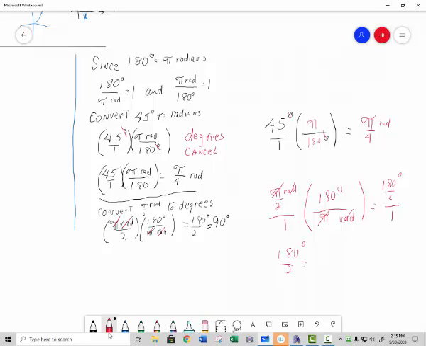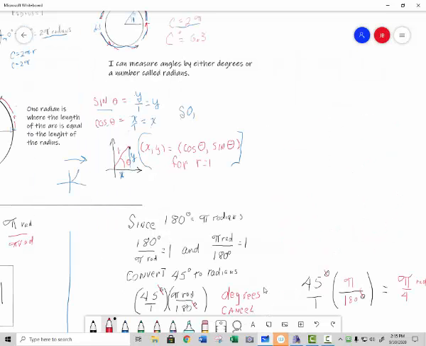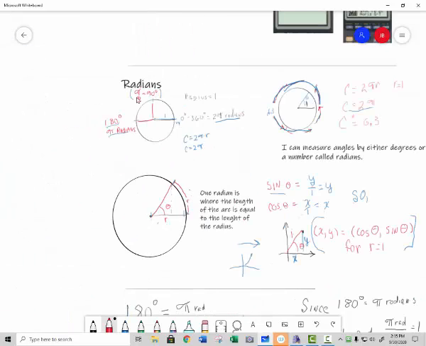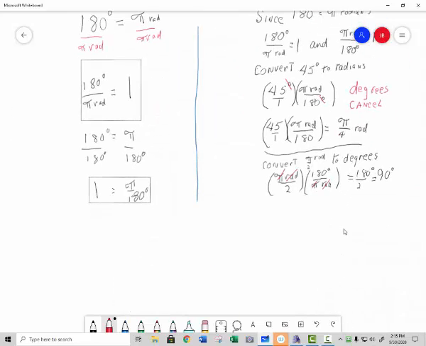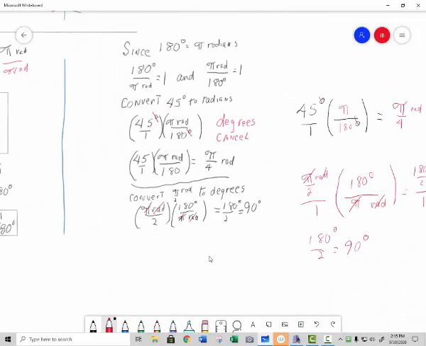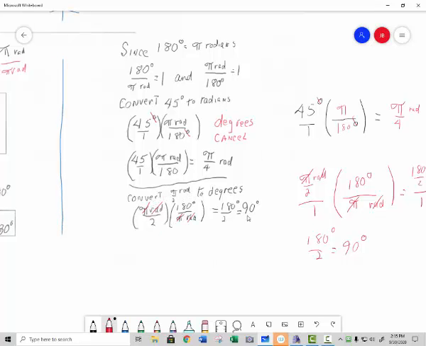degrees. Now, I said earlier that pi over 2 radians, if we go back up to this piece at the top, I said that pi over 2 radians is 90 degrees right here. And we just calculated by using algebra that pi over 2 radians in fact is 90 degrees. That's exactly what I said it was going to be.